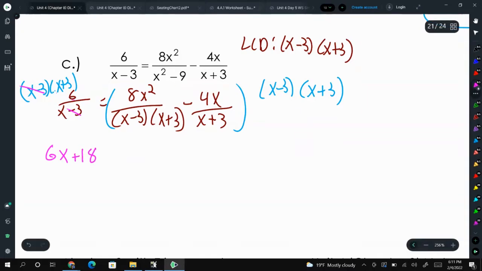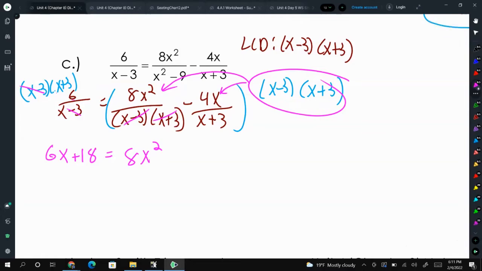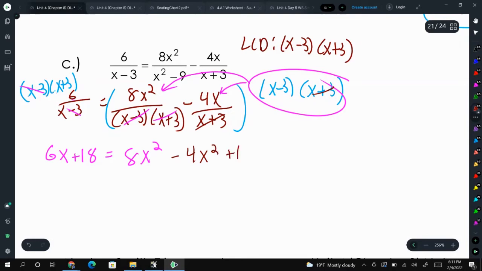plus 18 equals, remember, this needs to be distributed to both fractions. So that's going to cancel off with these two, and we're just going to get 8x squared. And then for the negative 4x part, the x plus 3 will cancel. So I'm going to be left with negative 4x squared plus 12x, because you're multiplying 4x times x minus 3.